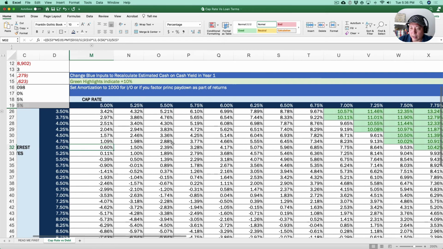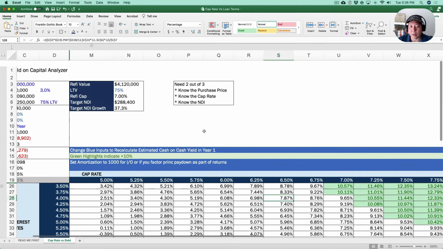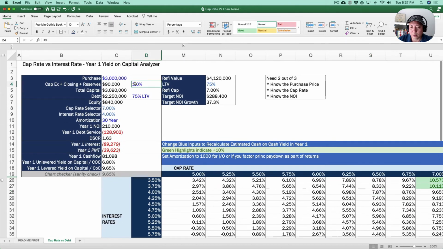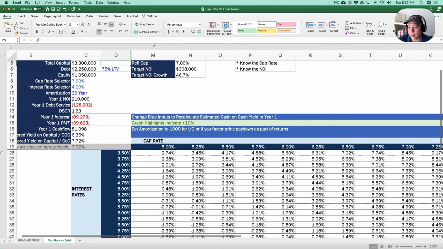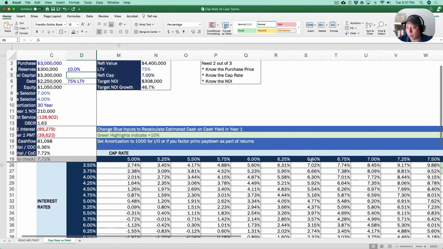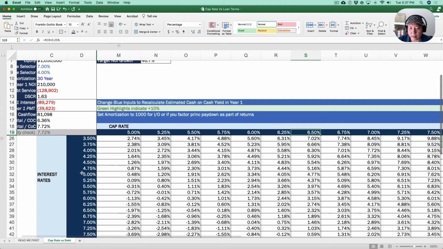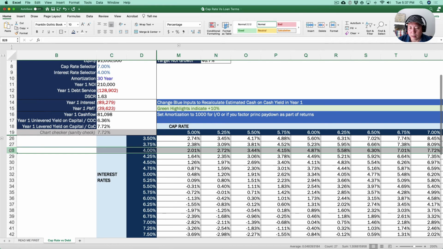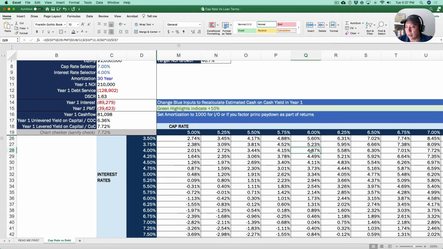So if you're purchasing a 6.5 cap at, let's say, 4% interest on a 30-year AM, then your return on your capital is going to be about 7.87% in year one if you also had 3% in closing costs. If you had 10% in closing costs, then you see your numbers start to change again. Now, if you purchase at a 4% interest rate over a 30-year term, if you're purchasing at a 6 cap, then your year one yield on capital would be about 4.87%.